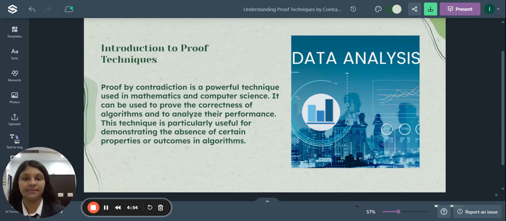Let's start with it. Introduction to proof techniques. Proof by contradiction is a powerful technique used in mathematics and computer science. It can be used to prove the correctness of algorithms and to analyze their performance. This technique is particularly useful for demonstrating the absence of certain properties or outcomes in algorithms.